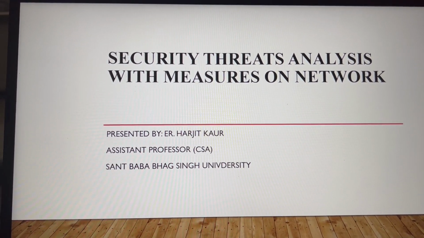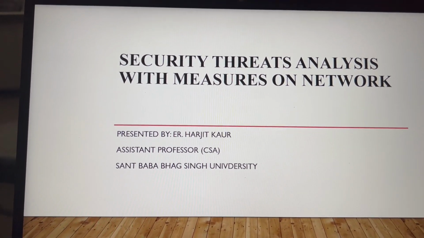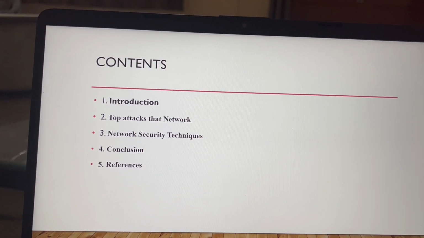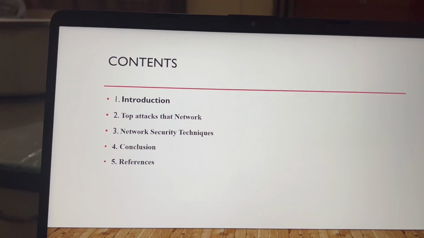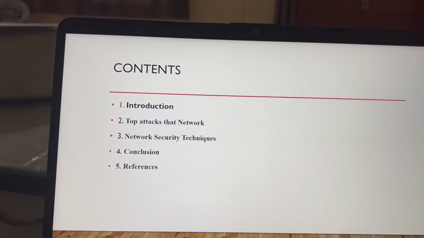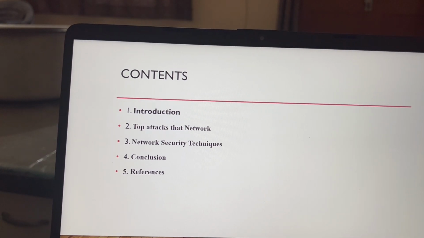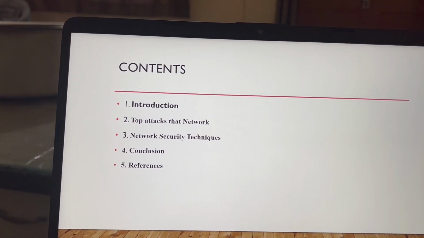I am going to give a presentation on security threats analysis with measures on network. These are the contents which we are going to share in this presentation. First one is introduction about the topic, then top attacks on network. Third one is network security techniques. Fourth one, conclusion. After that, references.